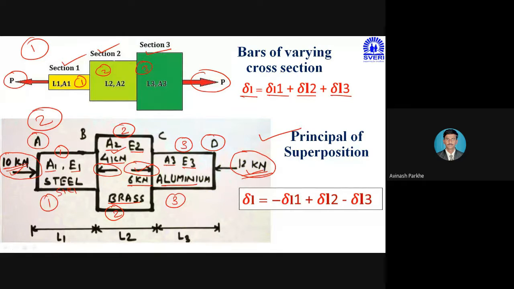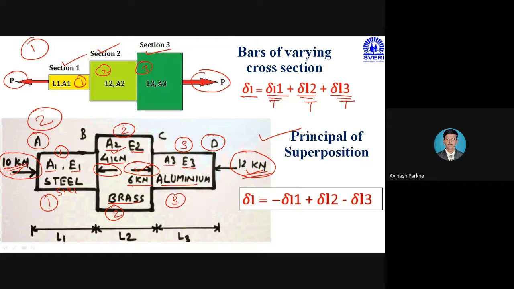In the bars of varying cross section, we have considered that total deformation is equal to delta L1 plus delta L2 plus delta L3. Means section number 1 is also in tension, section number 2 is also in tension, section number 3 is also in tension. That means all the 3 sections are under tension in bars of varying cross sectional areas, or in type number 2. But in case of the principle of superposition, along with load, we have to calculate their nature.